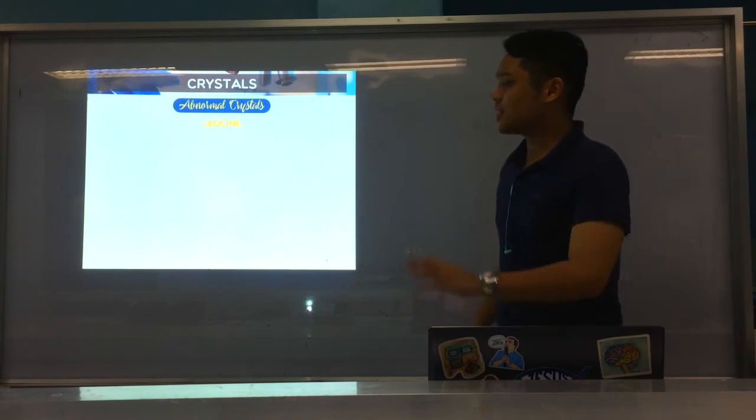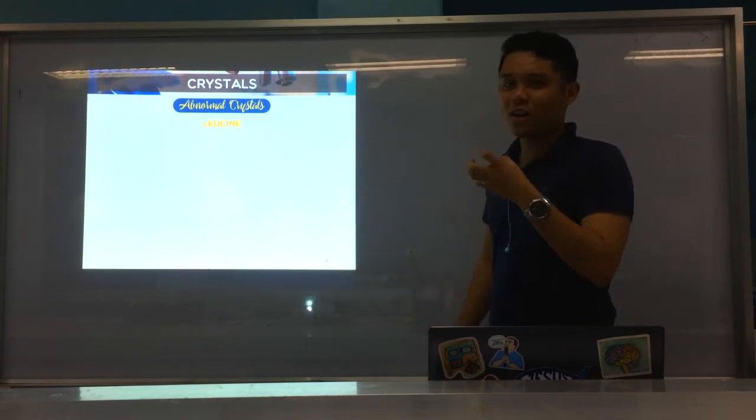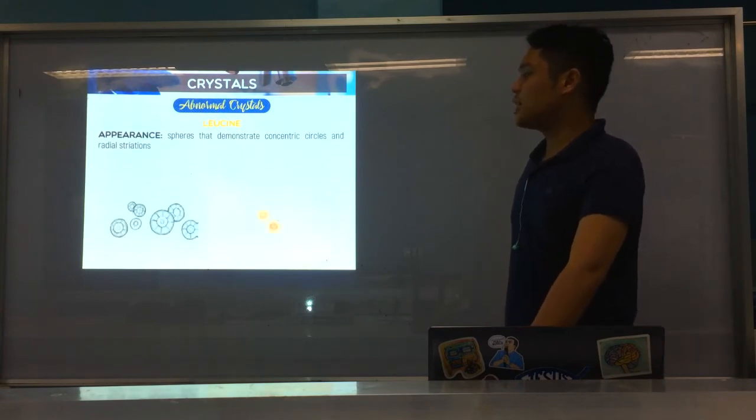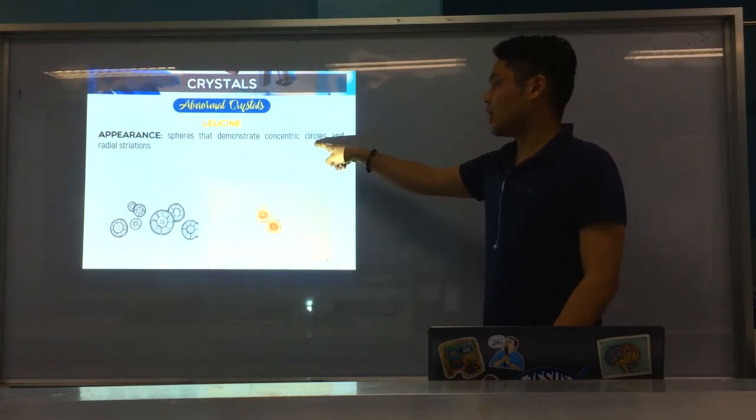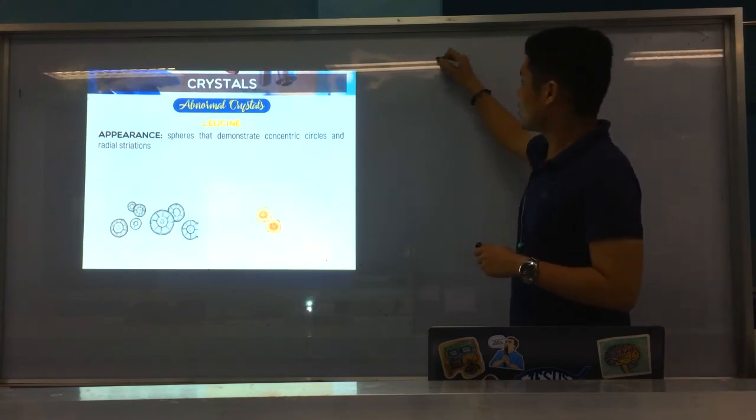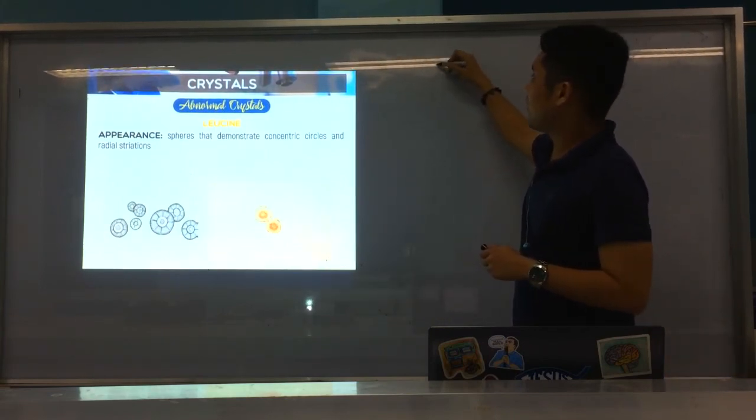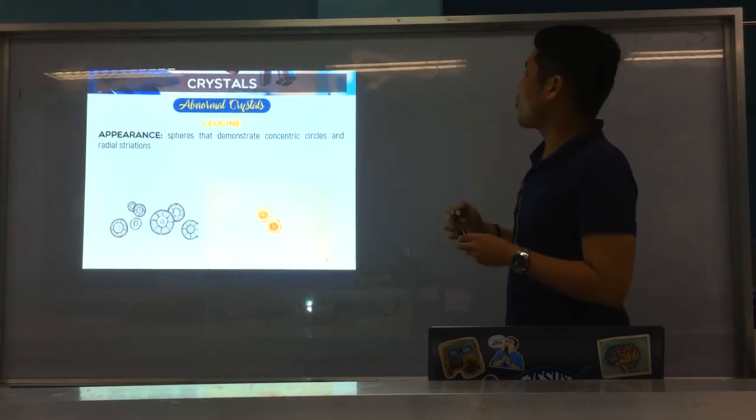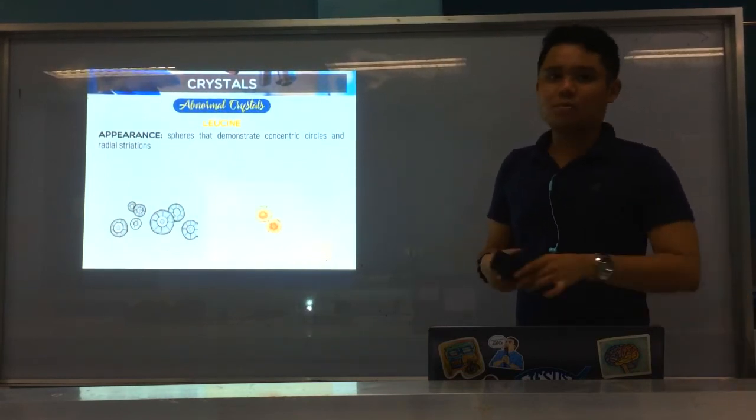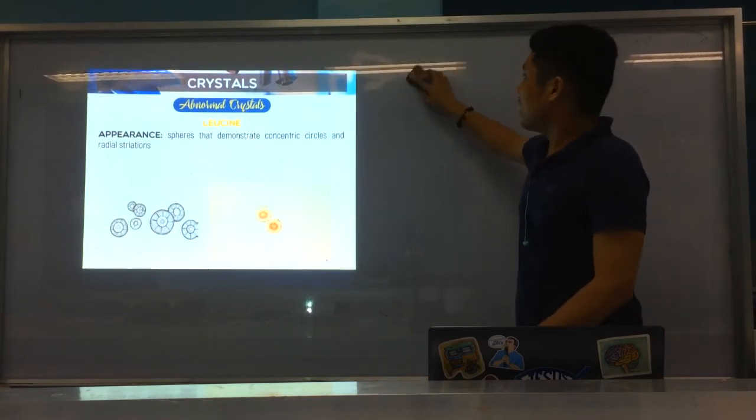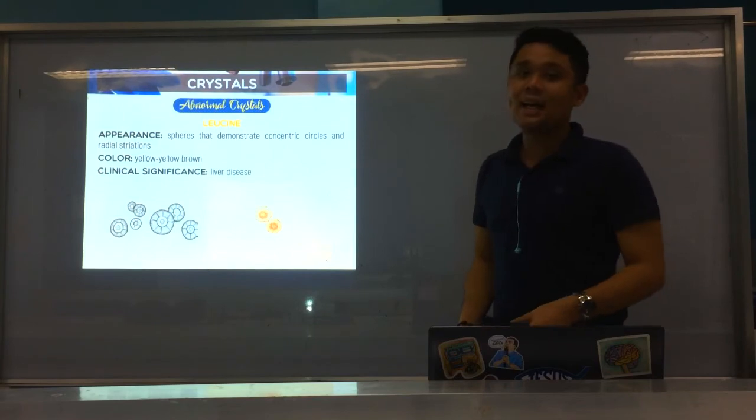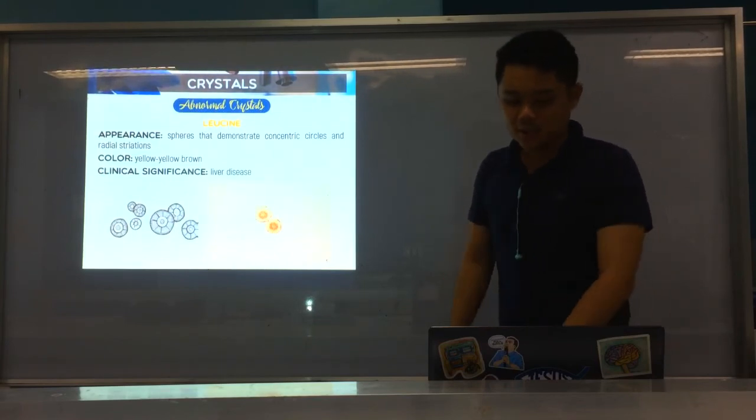Alright. Next, starting from this, we will now have what we call your liver disorder crystals. First is your leucine. For leucine, guys, it has concentric circles. Meaning, like one circle, and then another circle, and then another. Okay? Alright. So, that's your leucine. Spherical concentric circles. Take note of that description for leucine. Okay, yellow to yellow-brown, seen again in liver disease. Okay, leucine.